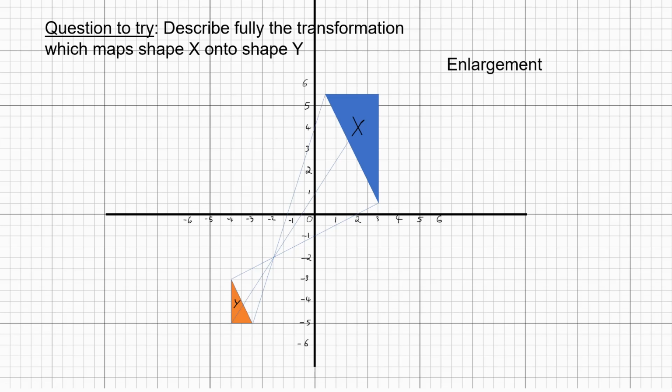So we have an enlargement because X and Y are similar. The scale factor should be minus 0.4 because we're going from X to Y, and if you look at this, it is 1, 2, 3, 4, 5. This is 2. You're going from 5 to 2. Scale factor is minus 0.4, and the center is minus 2, minus 2.